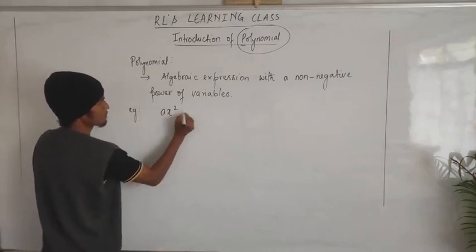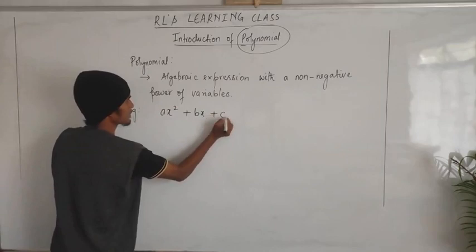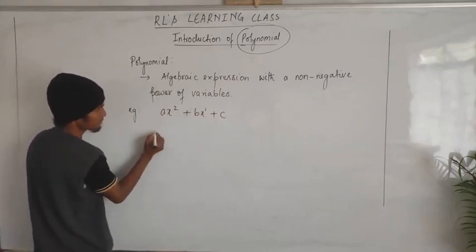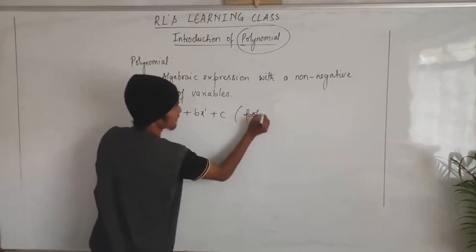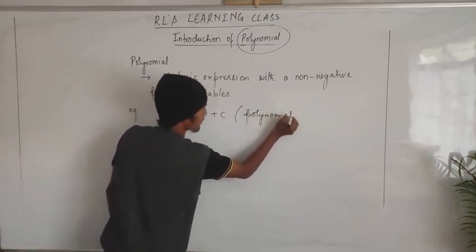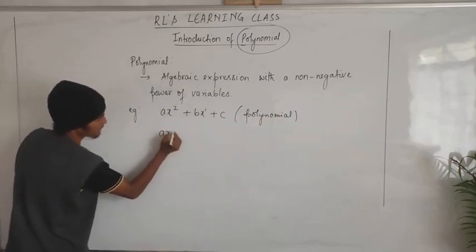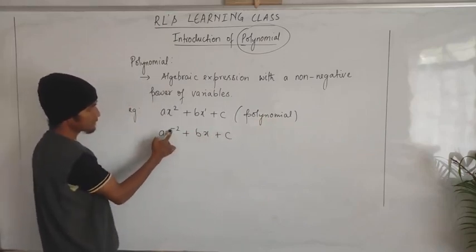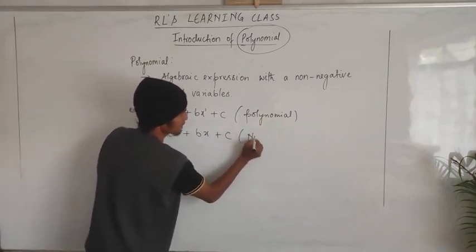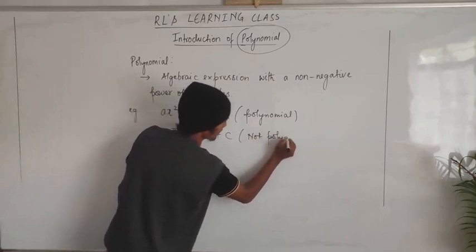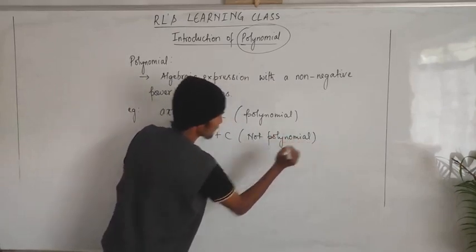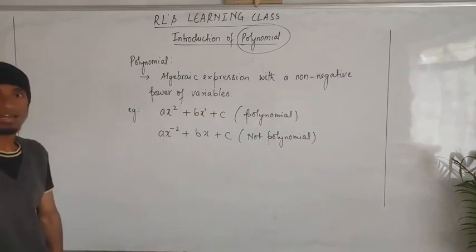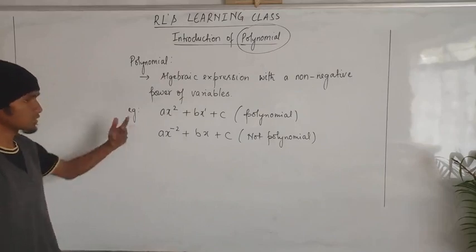ax squared plus bx plus c. Here the power is positive and the power here also is positive, so this is a polynomial. Then if ax to the power minus 2 plus bx plus c, now here the power is negative, so this is not a polynomial. Okay, then we'll do the types of polynomial. Then we'll continue on this.